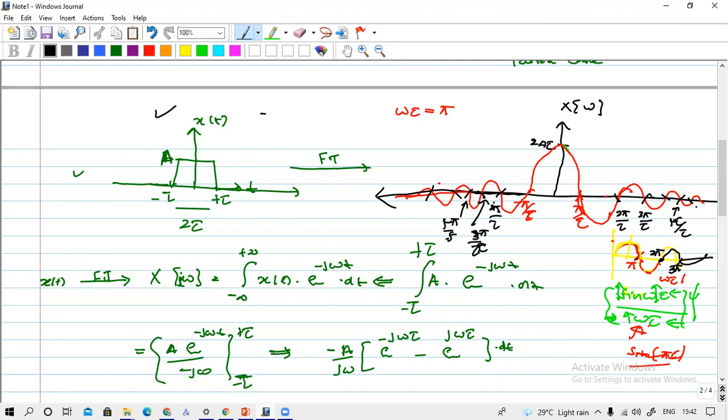So you can see that it is decaying because of sine theta by theta. Sine theta has one range like this, but theta is increasing, so the total value will be decaying like this. Okay, so can you understand? So we have the spectrum like this. Is it okay?